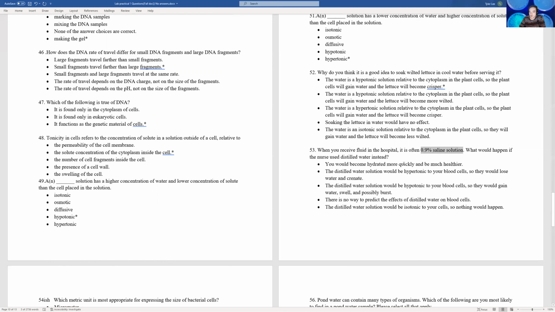If we were to instead use distilled water, that's essentially using 0% saline solution. That would be a more hypotonic solution than the 0.9%, which would mean the water from the solution would be attracted into those cells. So the distilled water would be hypotonic to your blood cells, and the cells would gain water, swell, and possibly burst. That is not what you want in your own red blood cells. Distilled water is an even less concentrated solution than 0.9%, so it's hypotonic, and those cells would gain that water and then potentially burst.